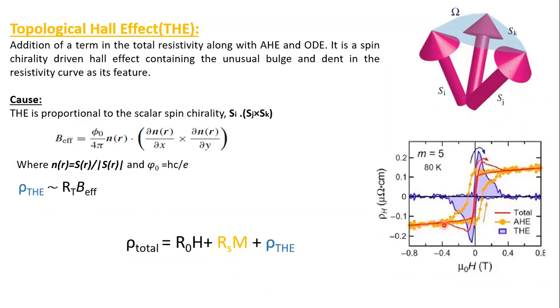Now the red one, you see, is the combined effect of the blue curve and the yellow curve. You can see this is the total resistivity curve, and you can see there is a bulge and there is a dent in there. This type of behavior is called Hall anomalies in our system.